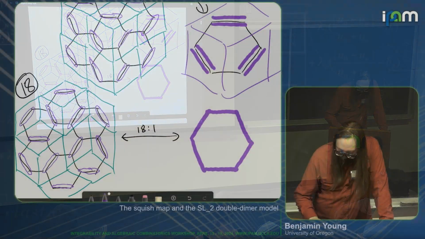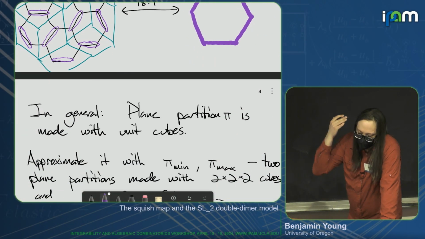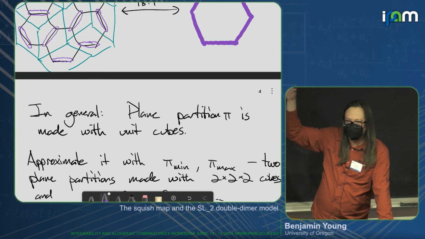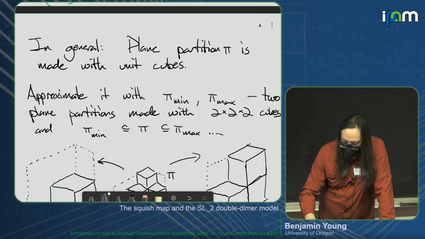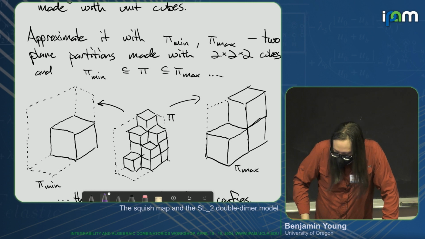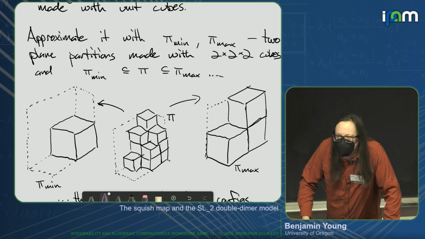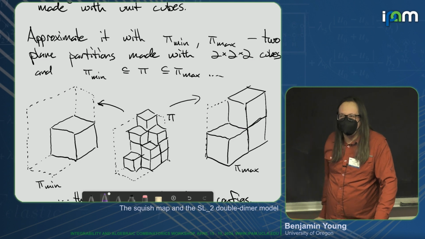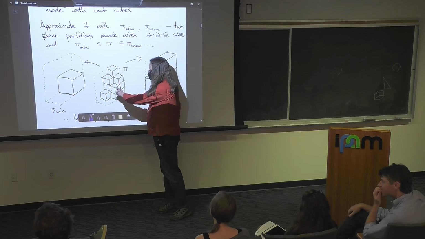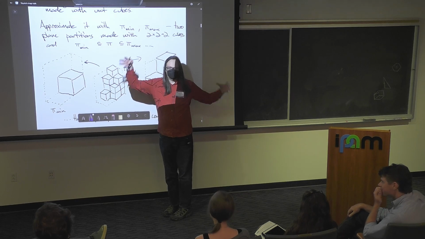So here's what happens in general. If I've got a plane partition, I want to think about it in terms of its 3D Young diagram, made of unit cubes. And what I want to do is approximate it with 2 other plane partitions, which I'm just going to temporarily call pi min and pi max. There's some chance that that's what we called it in the paper. I don't think I checked that when I was writing these slides. Anyway, what you want to do is take the plane partition pi and approximate it with 2 by 2 by 2 cubes, like big cubes.